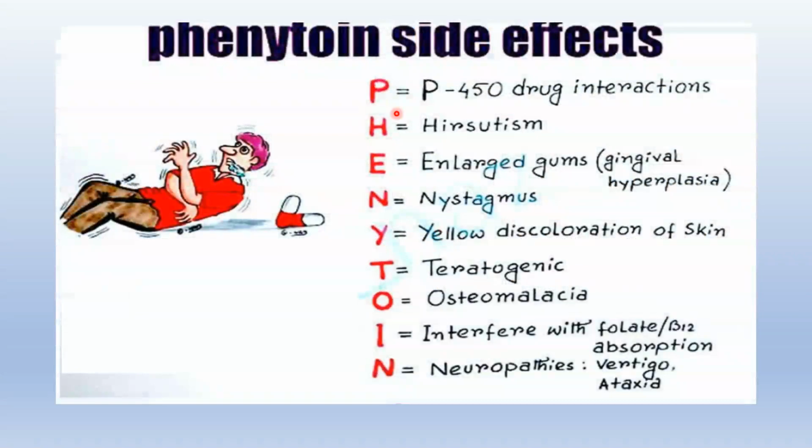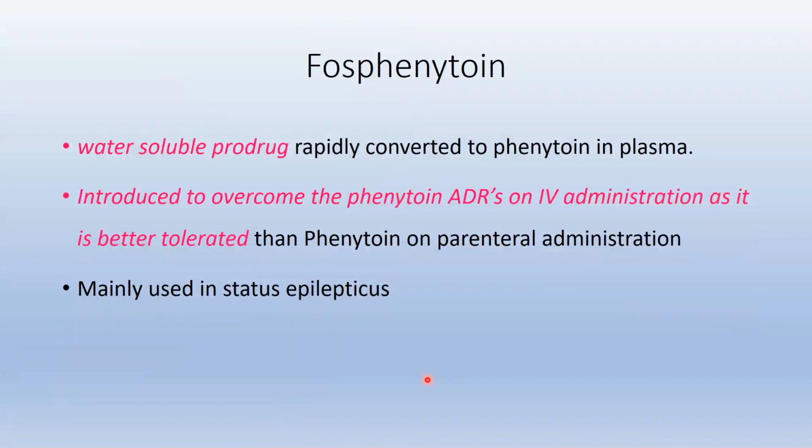This is how we usually remember the adverse effects of phenytoin. P stands for P450 drug interactions, H stands for hirsutism, E stands for gingival hyperplasia or enlarged gums, N stands for nystagmus, Y stands for yellowish discoloration of skin, T stands for teratogenicity, osteomalacia, interference with folate, vitamin B12 as well as vitamin K absorption, and then neuropathic symptoms like vertigo and ataxia. Because of all these, phenytoin lost its sheen.